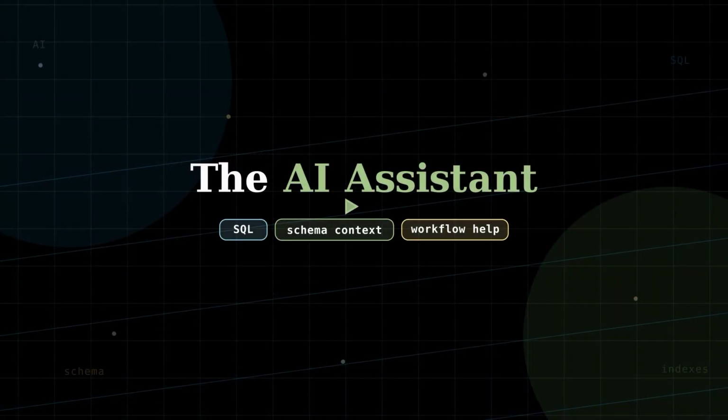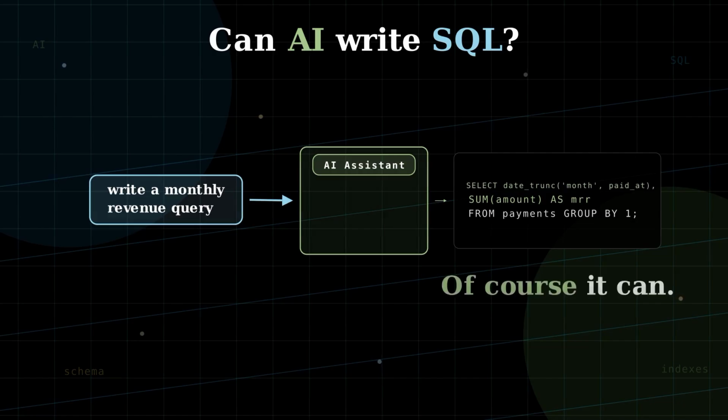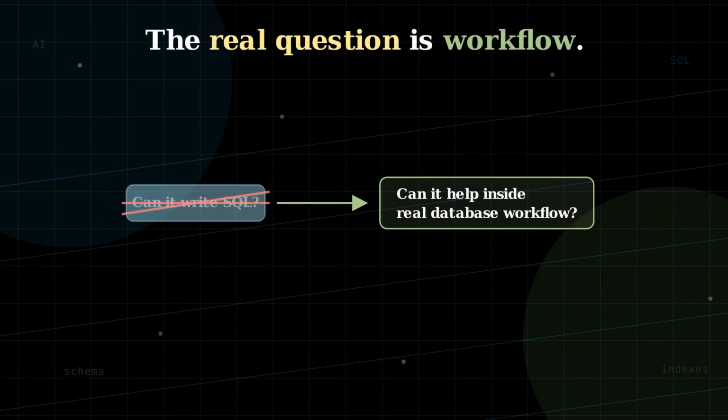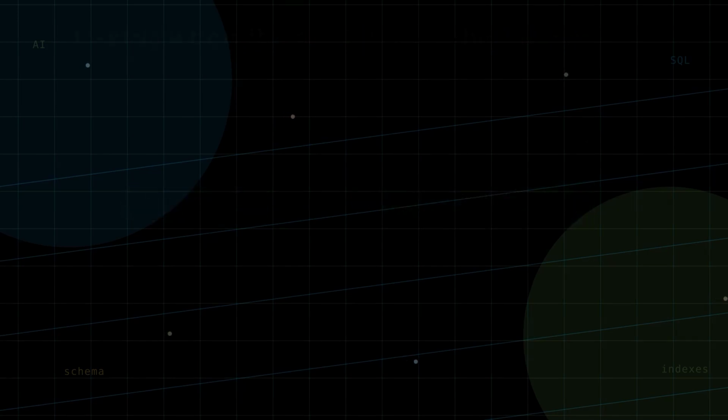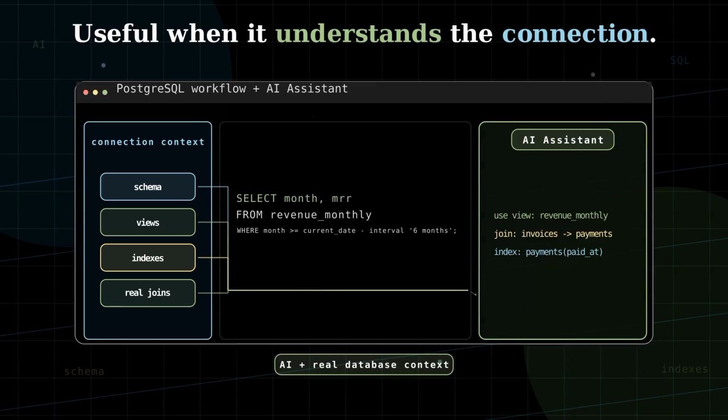Now let's get to the part everyone is probably curious about, the AI assistant. The interesting question is not, can AI write SQL? Of course it can. The real question is, can it help inside an actual database workflow? Like with a schema context, existing indexes, real joins, and queries that need review.